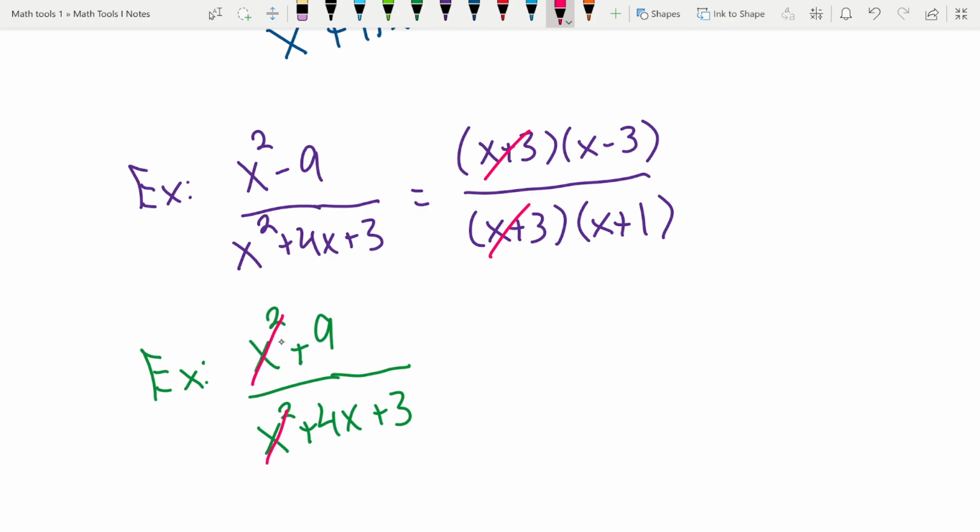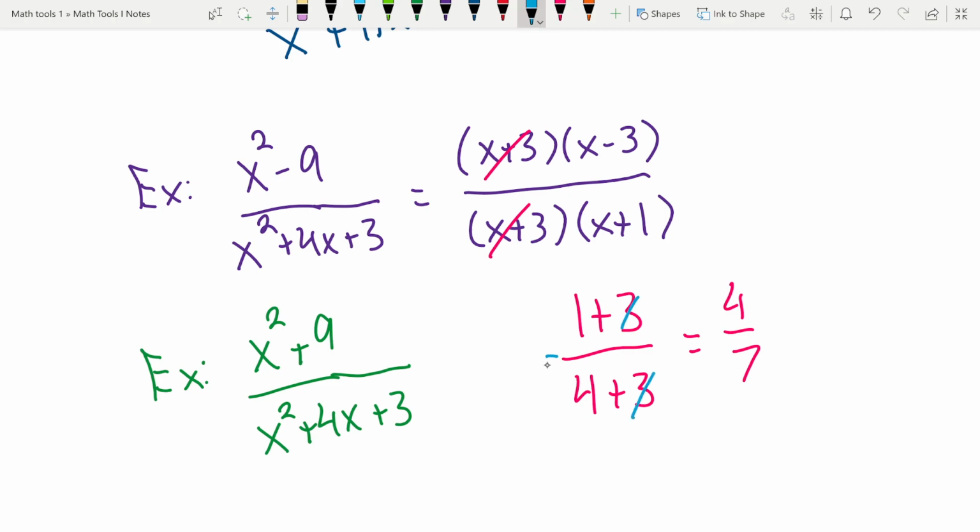Here, these are being added and these are being added, so we're not able to just divide those terms. And it's really easy to see with numbers. If you have something like 1 plus 3 divided by 4 plus 3, this is going to be equal to 4 over 7. If you were to cancel them out, then you'd have this equal to 1/4. And we clearly know this isn't true, right? 4/7 is way larger than 1/4. So we can easily see with numbers that it's not true.